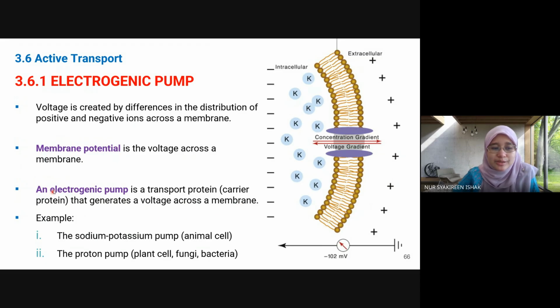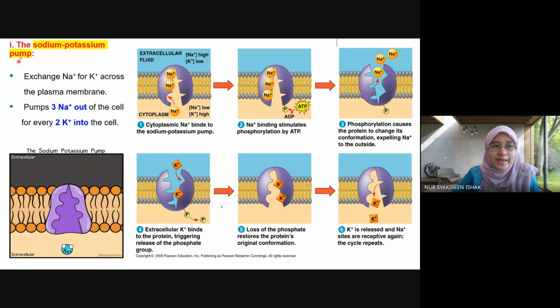We have two types of electrogenic pump. The first one, for animal cells, is the sodium potassium pump. For plant cells, fungi or bacteria, they have the proton pump. A proton pump moves hydrogen ions. Let's look at the sodium potassium pump first. This is the sodium potassium pump. As you can see, this pump is actually a carrier protein.